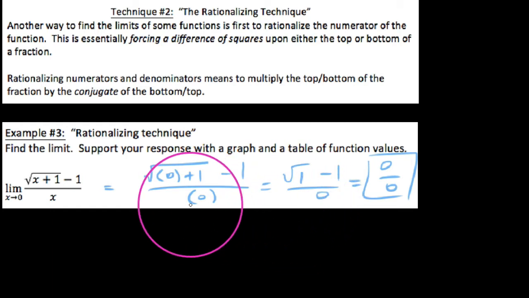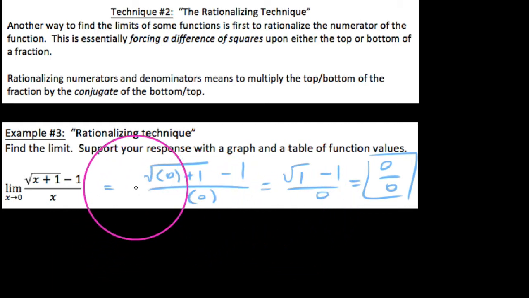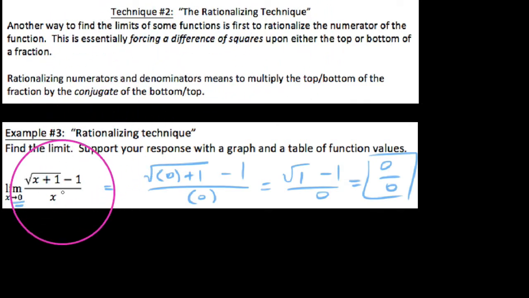So the techniques that we're exploring here are workarounds to find limits for things that algebraically don't exist at certain x values, but certainly do have limits, or things that they're getting close to as x gets close to that value. This second technique that we're going to explore in this video is called the rationalizing technique.